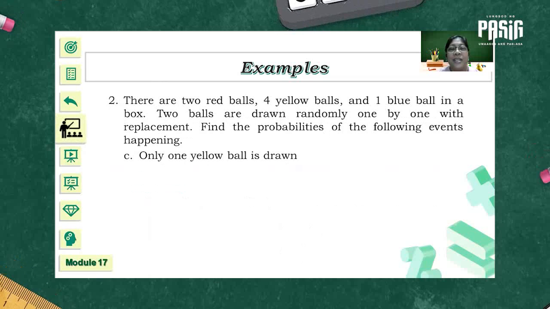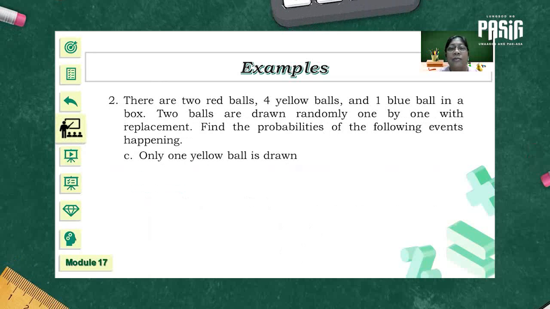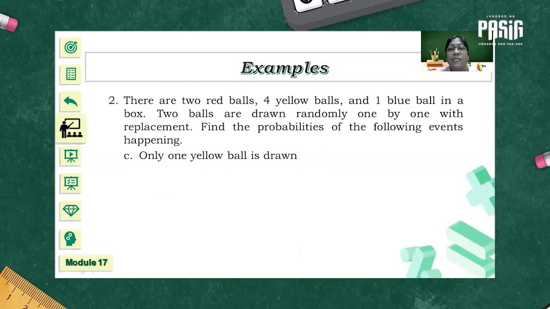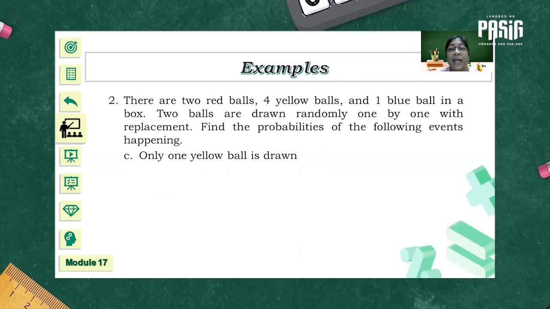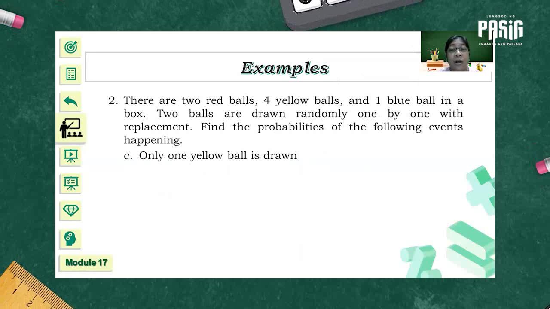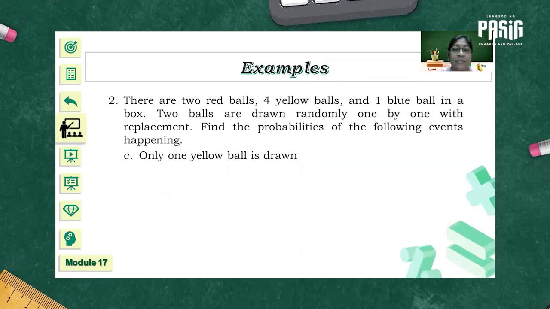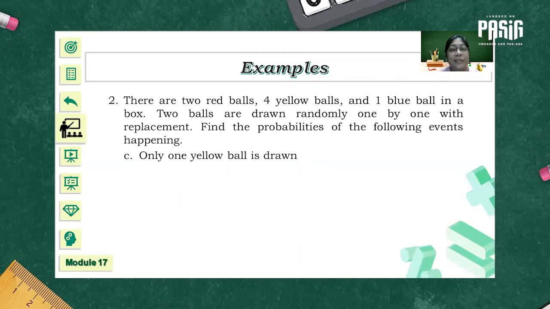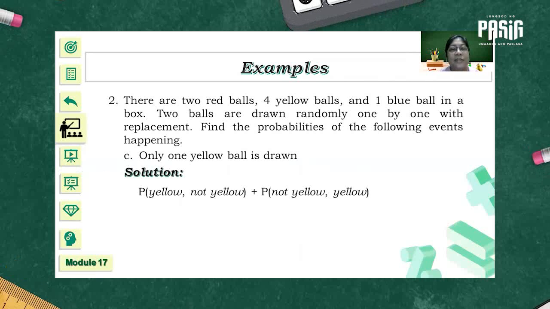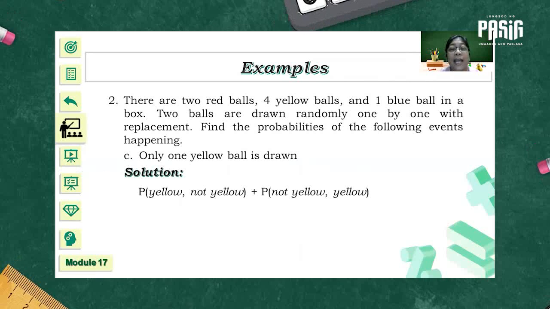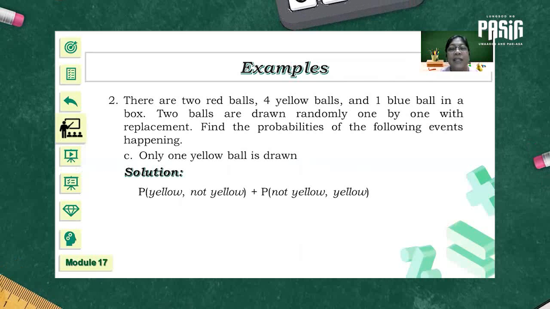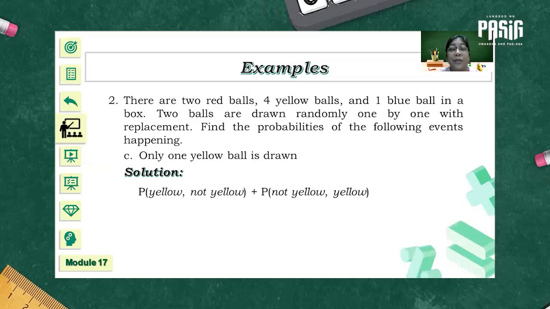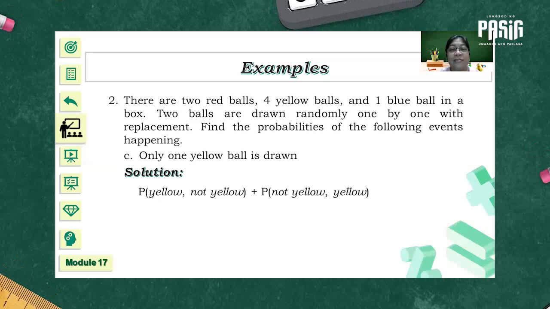How about the letter C? Only 1 yellow ball is drawn. What does it mean? Since we're going to draw the ball one by one, it could mean 2 things. Yellow first, followed by a non-yellow ball, or non-yellow ball first, followed by a yellow ball. So that will be equal to the probability of yellow and not yellow plus the probability of not yellow and yellow. You hear the word "or," that's why we have addition.